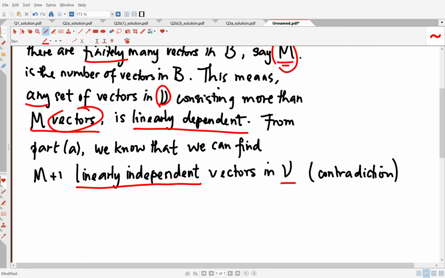It means that V is infinite dimensional. Okay, done. I hope it is clear.